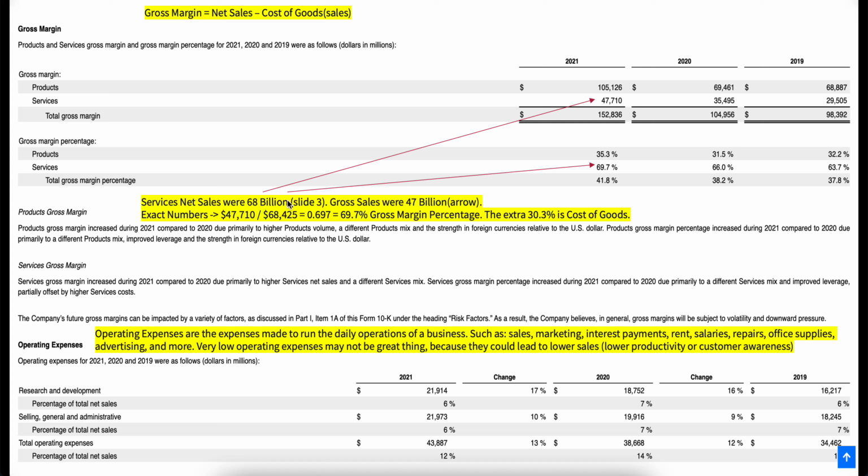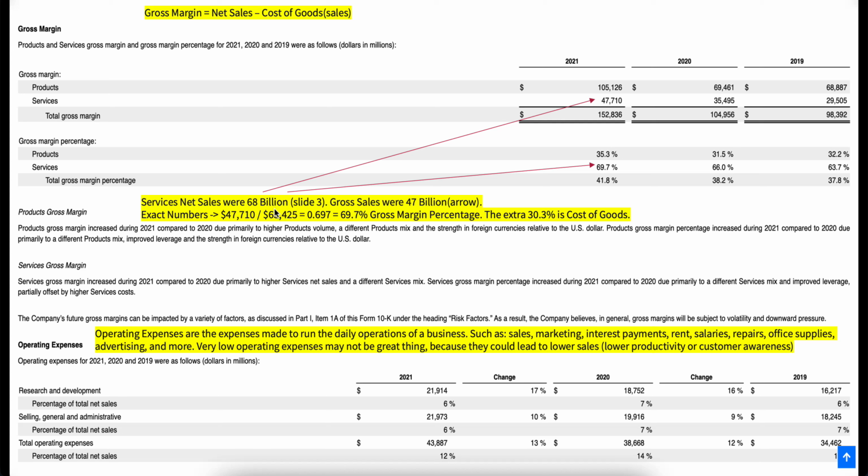I'm just using the approximate values here. So what are our margins? How much of our 68 billion did we actually make in actual money and not cost of goods? If we do the division here, you will see that we made 68, and remember again that our gross margin was 47.7.